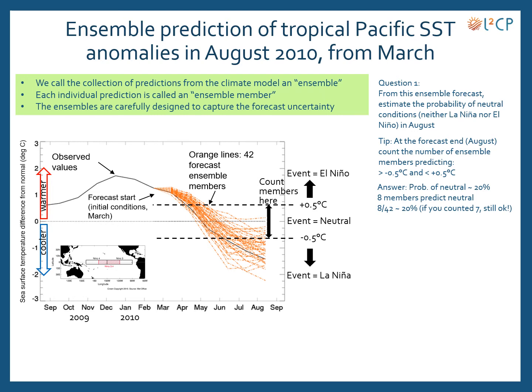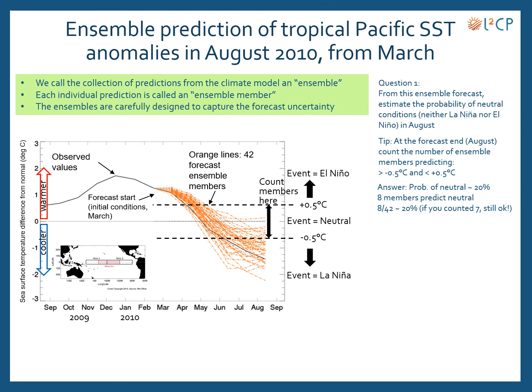So just to repeat that, the estimated probability of an event is the proportion of members that predict the event. And that's the same for when we are predicting the tercile rainfall events or other sorts of events. This is the main way the probabilities are calculated from ensemble systems. There are other ways involving some additional statistical manipulation, but this is the most common way.